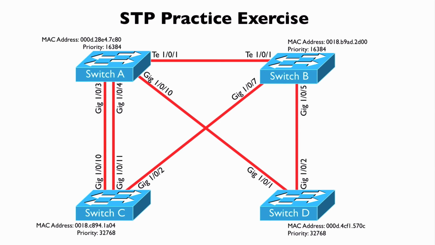Let's make sure that we're able to look at a topology and determine who's the root bridge, which ports are forwarding, and which are blocking. To begin with, we ask the question, who is the root bridge? Remember that the root bridge is going to be the switch that has the lowest bridge ID. The bridge ID is made up of the bridge priority, and if they're the same, the tiebreaker is the MAC address.